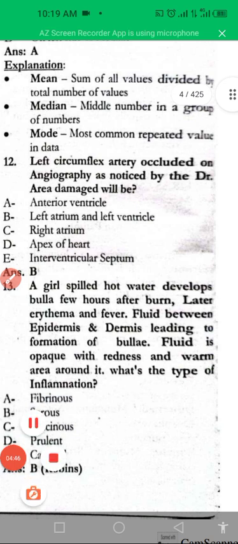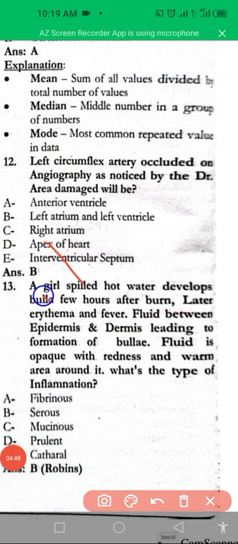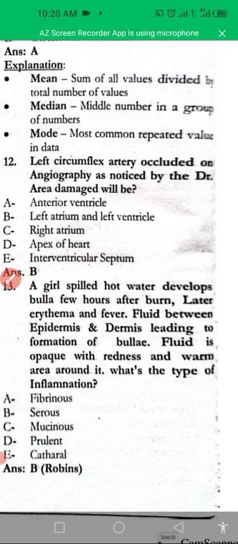Next one is a girl who spilled hot water and developed a bulla. She later developed erythema, fever, fluid in epidermis and dermis, leading to opaque redness, warm area. What type of inflammation is there? It is burn type serous inflammation. Serous inflammation.